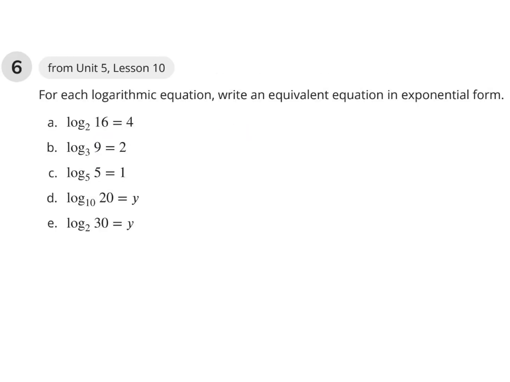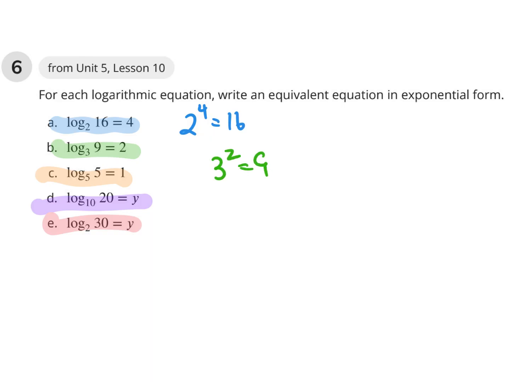All right, for each logarithmic equation, write it in exponential form. So let's color code these. Oh, look at that. It's perfect for the amount of colors that I have. Starting with blue. And that would help if I would put it back in the pen form. 2 to the 4th equals 16. 3 squared equals 9. 5 to the 1 equals 5. 10 to the y equals 20. 2 to the y equals 30.